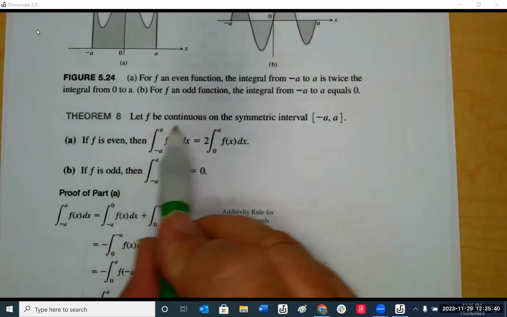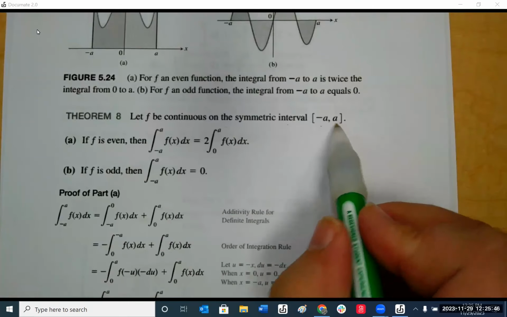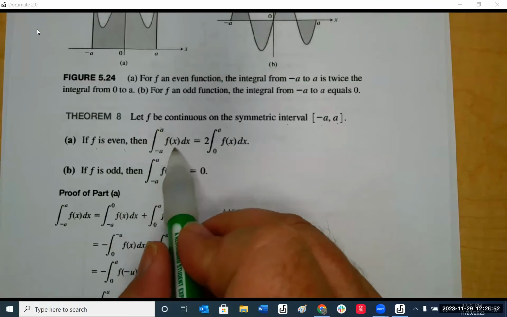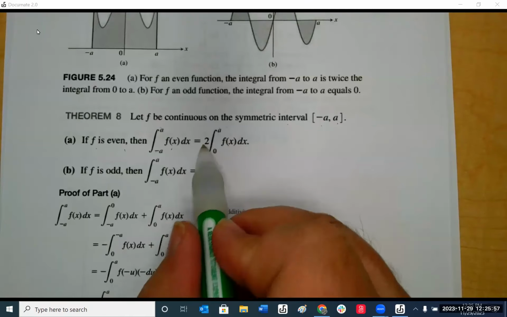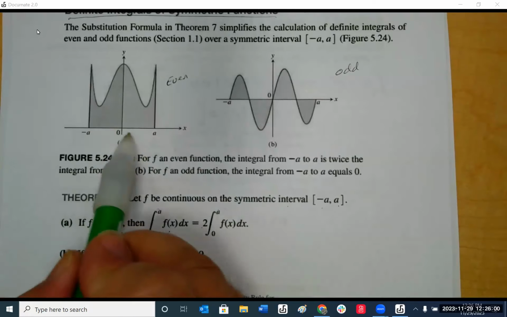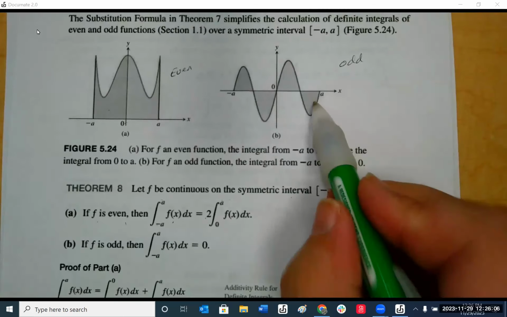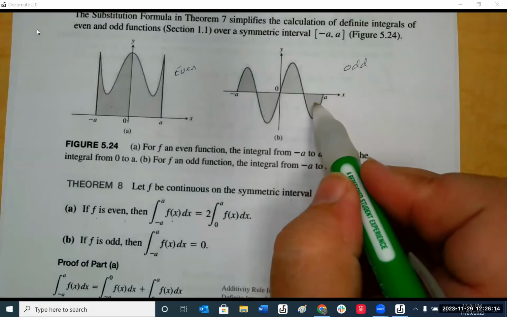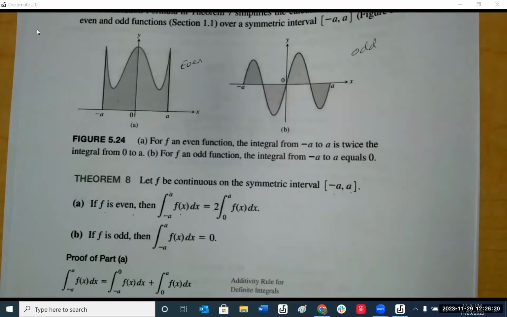So theorem 8 says, let f be continuous on the symmetric interval negative a to a. If f is even, then this symmetric integration is the same thing as the integral from 0 to a times 2, because we take from 0 to a and double it, we get both of those. If it's an odd function, then the integral from negative a to a equals 0, because this part and this part cancel. If they're odd, then they're opposites.